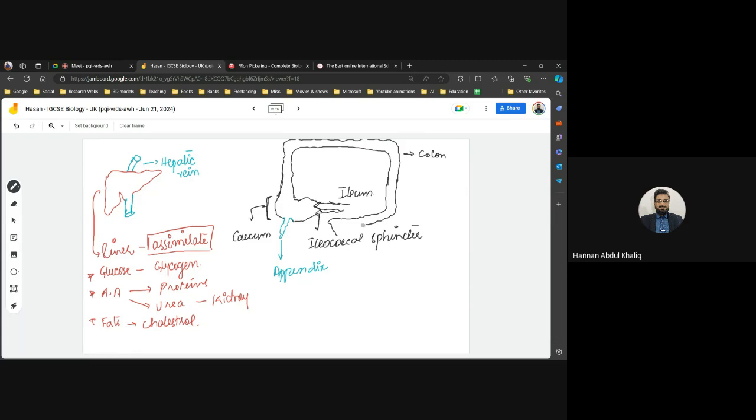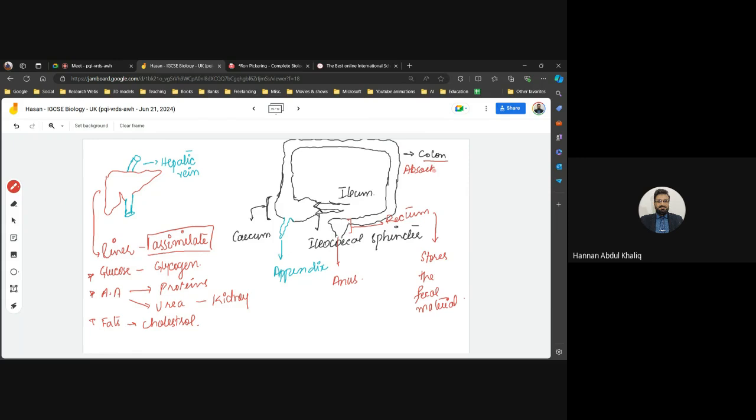The colon continues until the last portion, and the last portion is called the rectum. This whole region is the rectum, and after the rectum, this opening is called the anus. The rectum stores the feces, the fecal material, and releases it according to the appropriate signal.